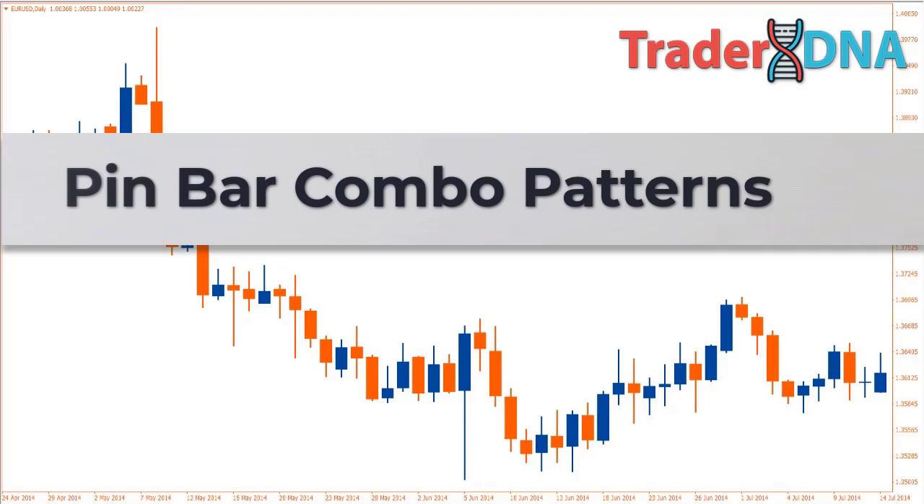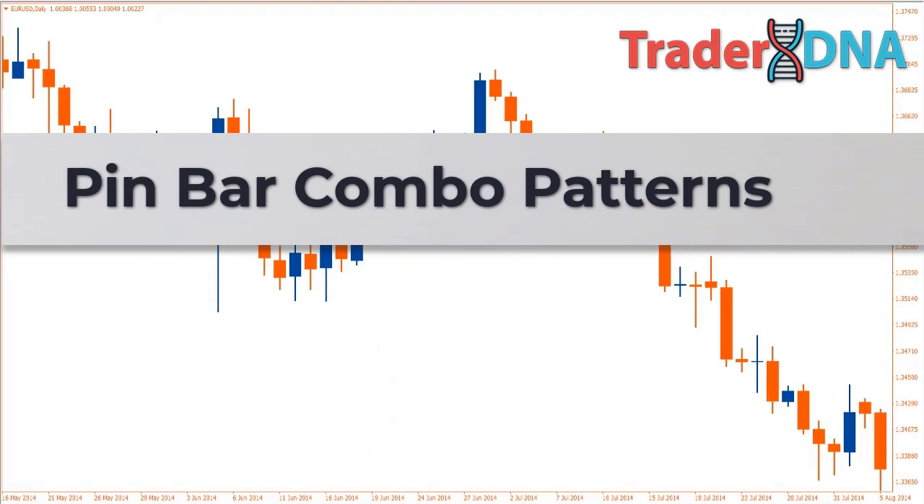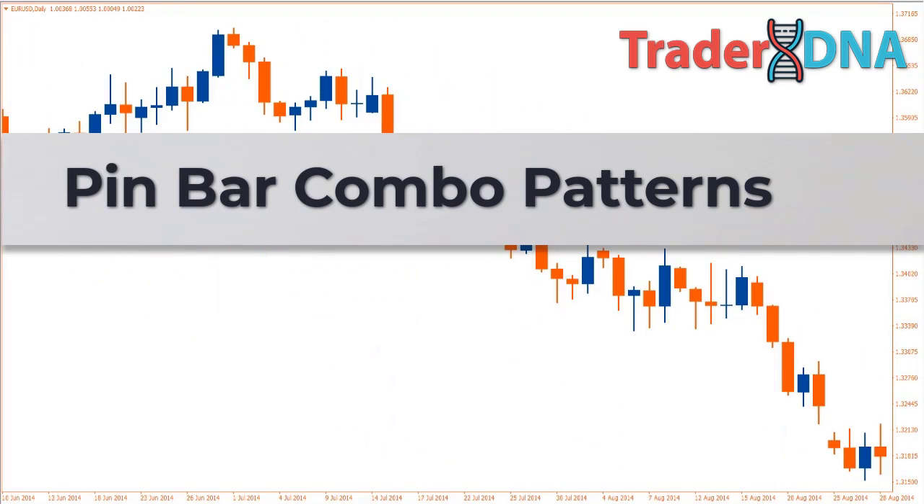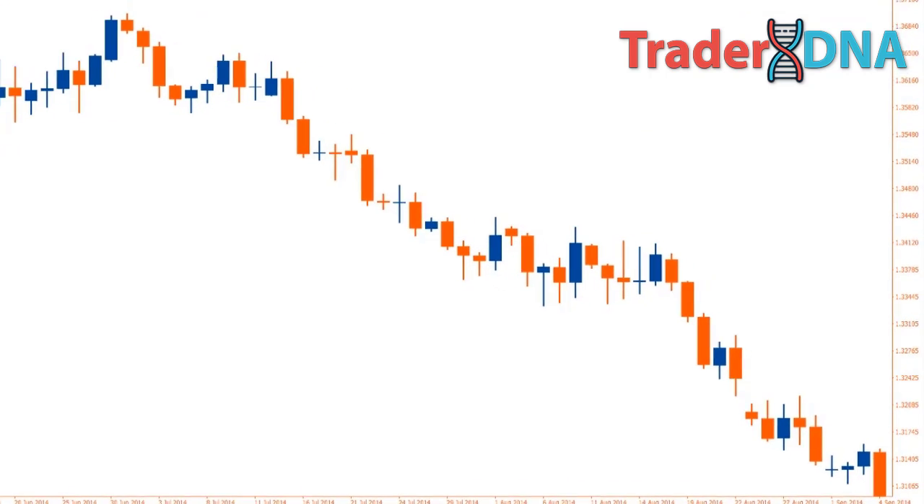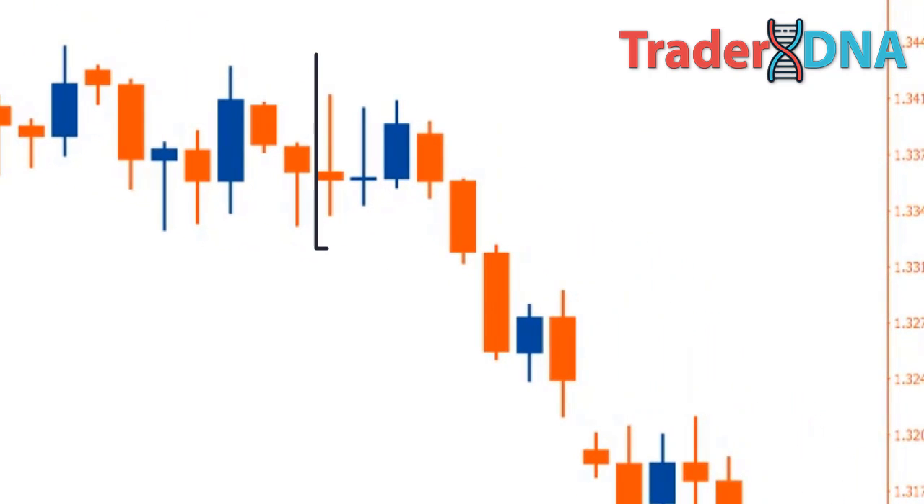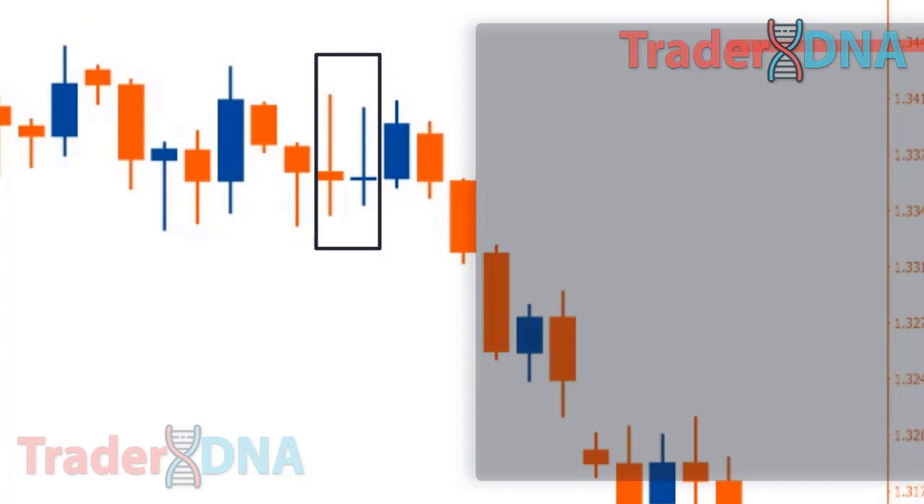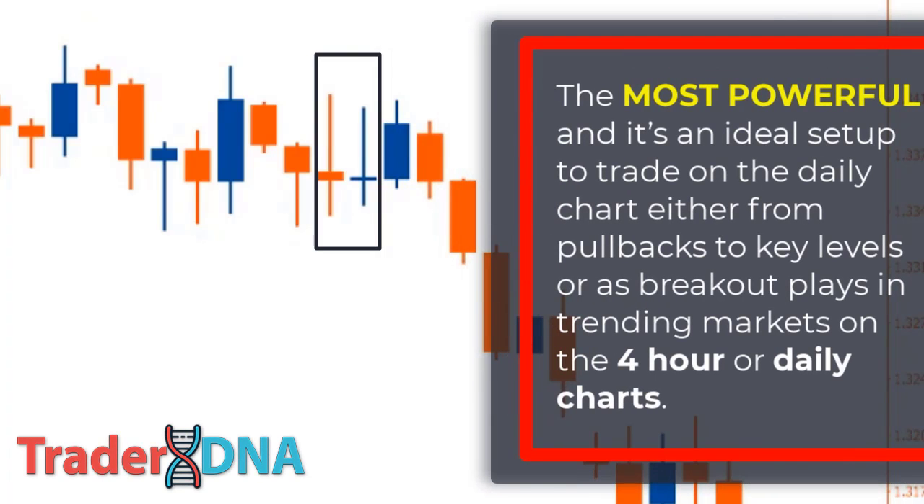Pin bar combo patterns. Pin bars can also be traded in combination with other price action patterns. In this chart, we can see an inside pin bar combo pattern. The pin bar and inside bar combo is the most powerful, and it's an ideal setup to trade on the daily chart, either from pullbacks to key levels, or as breakout plays in trending markets on the 4-hour or daily charts.